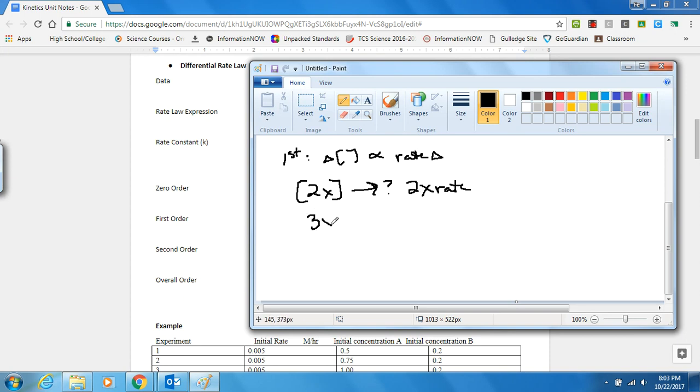What if I tripled my concentration? What would that do to my rate? Well, that would triple my rate as well. And you guys get the idea. Well, how does this make sense mathematically? Why is it known as first order?